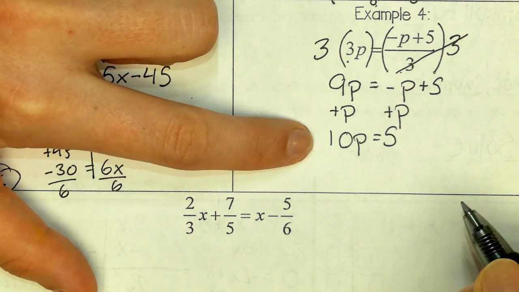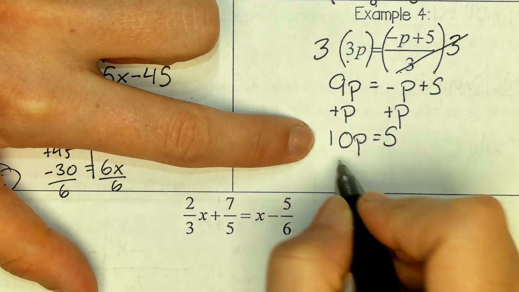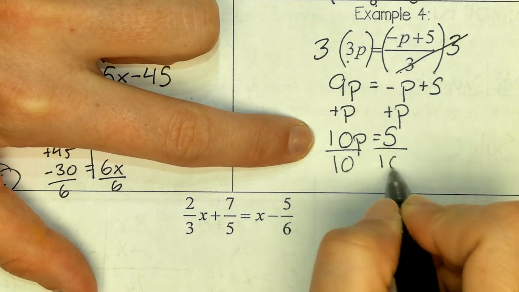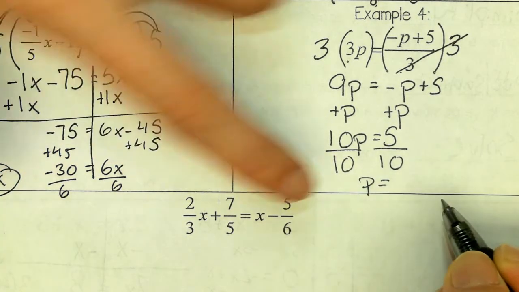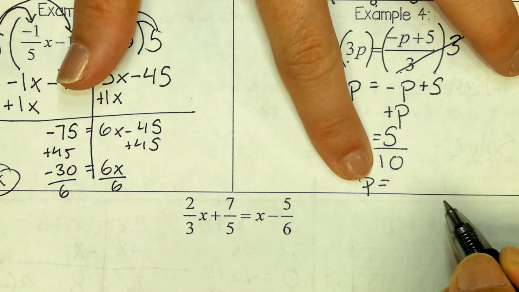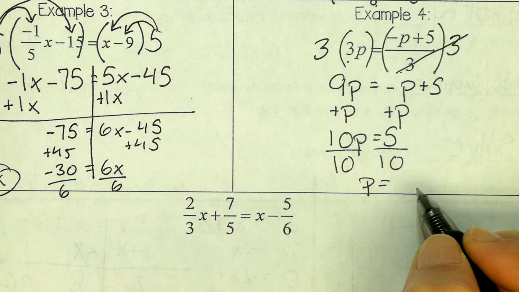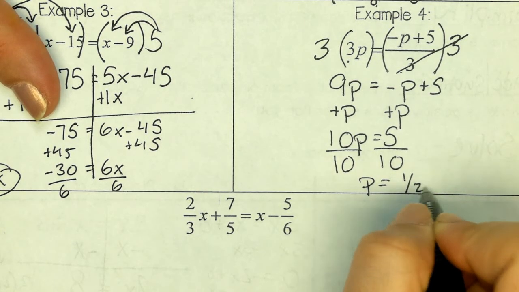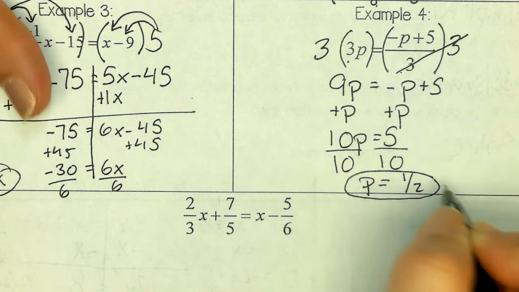And then what's our last step? Divide by 10. Good. And if we look at this, 5 over 10 is our fraction. That fraction is our answer, but how do we simplify it? 1/2. Divide the top and bottom by 5.